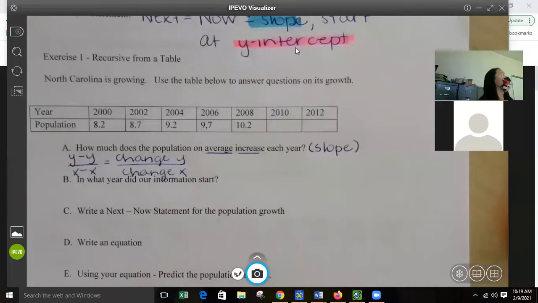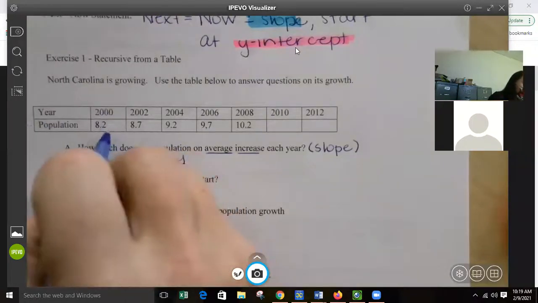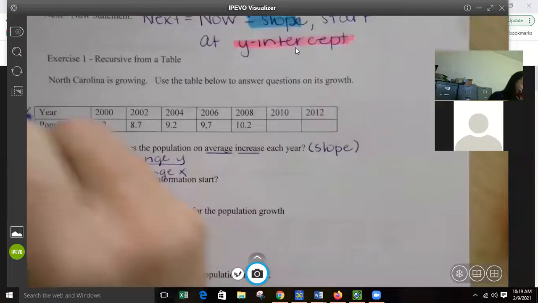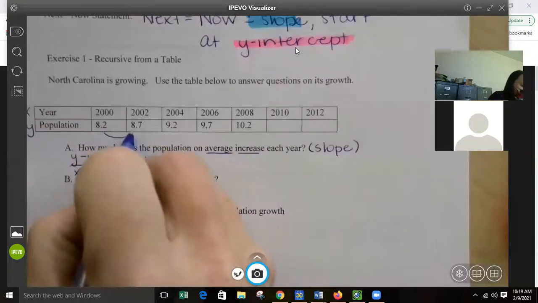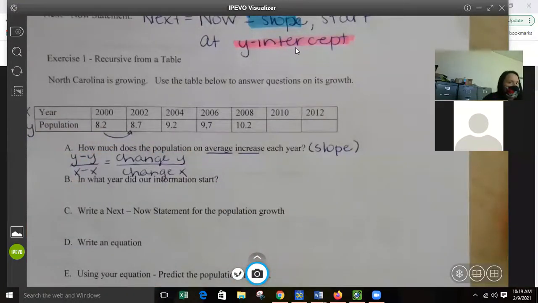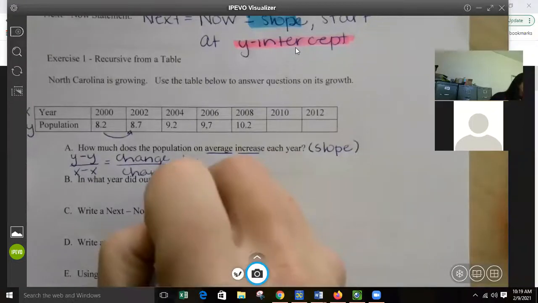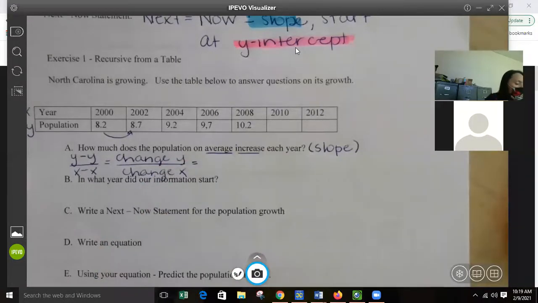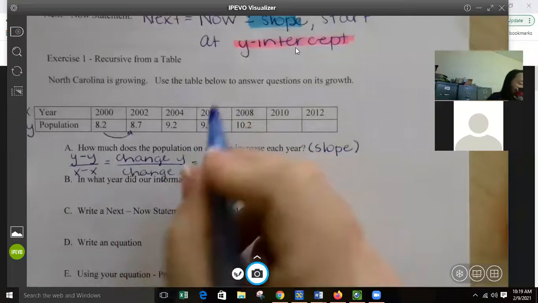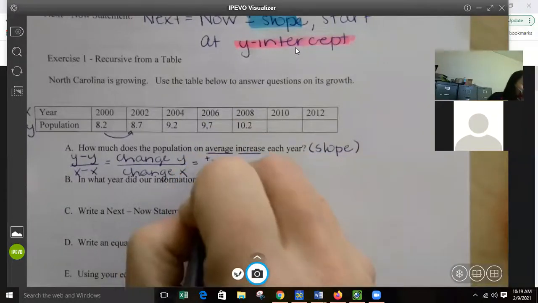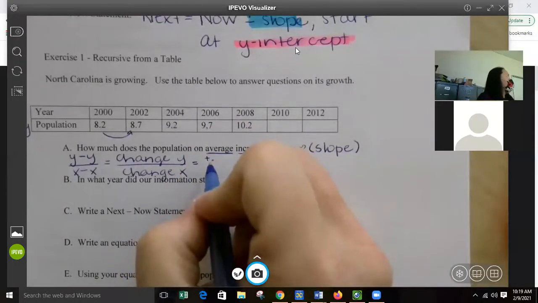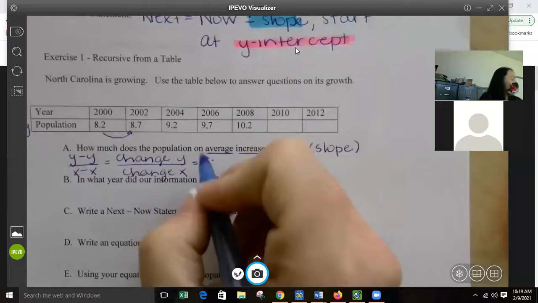You're just finding out how much difference it is. So look at the bottom. Remember, the bottom is y and the top is x. How do I get from 8.2 to 8.7? Five. What kind of five? Not 5.5, right? 0.5. No worries.